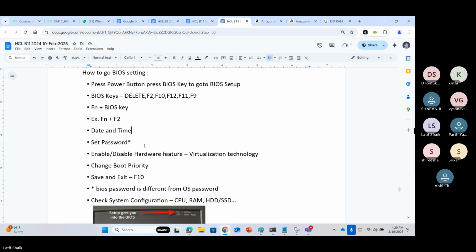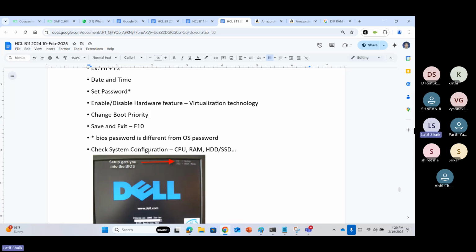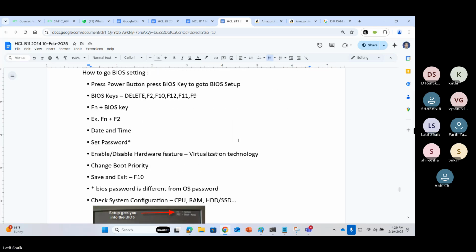And your hardware features, enabling or disabling certain hardware features, you can do in BIOS settings. You can change your boot priority, from which device you want to check for loading the operating system. You can check your system configuration. What is your CPU? What is your RAM? What are your hard disk and SSDs? So you can tell about these things.